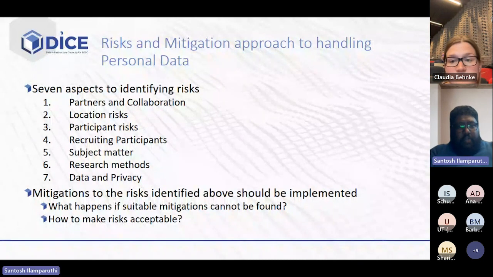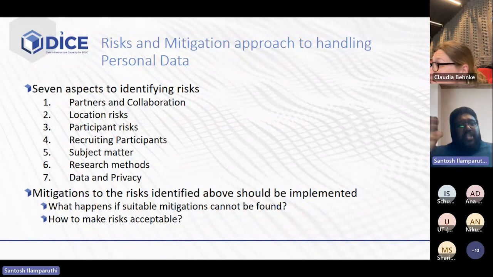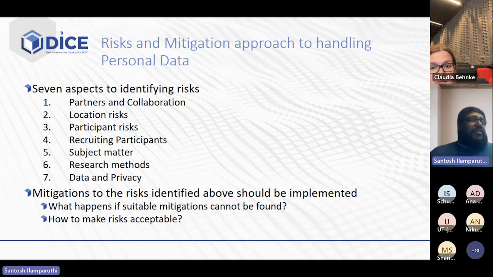Okay, so 7 aspects to identifying risk. The general ones are partners and collaborations. This can introduce specific types of risk. Location risks, as in where you're conducting the research. Participant risks, specifically faced by participants. Recruiting participants, how you go about actually getting the people to participate in your study. That process presents specific risk. Subject matter, what it is that you're actually studying. Usually when we talk about risks, we tend to jump to that one.